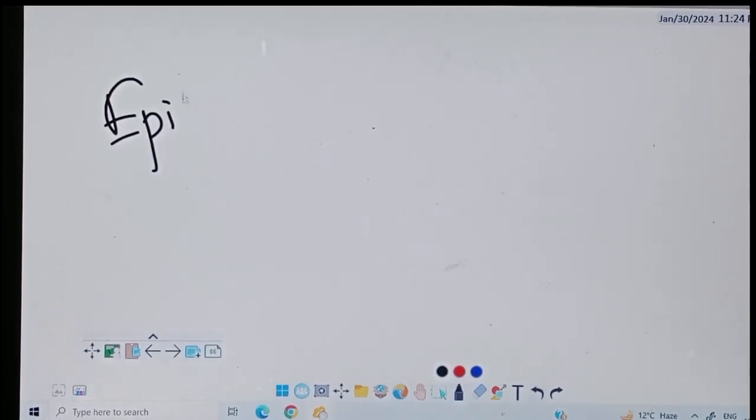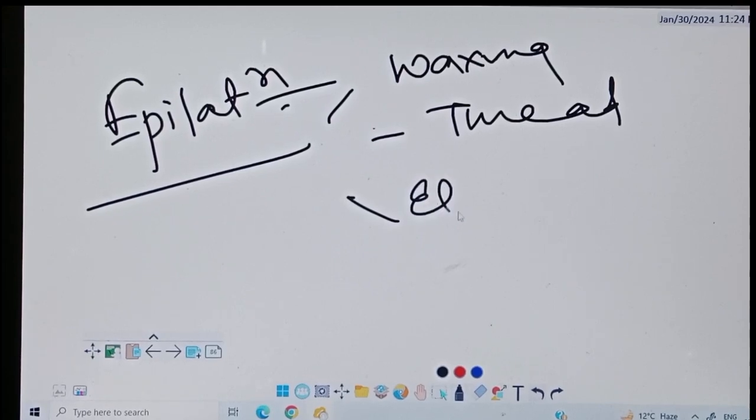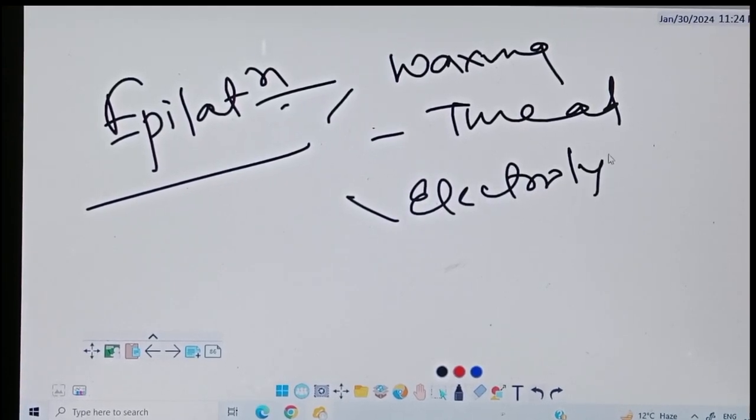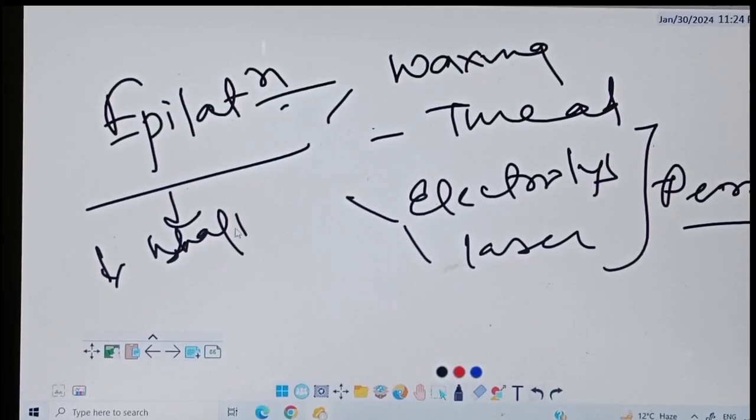Next, we have to know about the permanent methods. This is epilation. The 4 techniques can be waxing, threading, electrolysis, and laser. So these are the methods of hair removal. Now, what does epilation do? It removes the hair from the shaft as well as the roots.